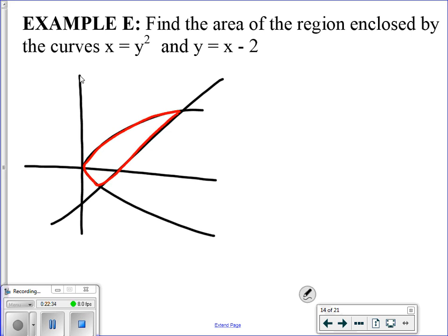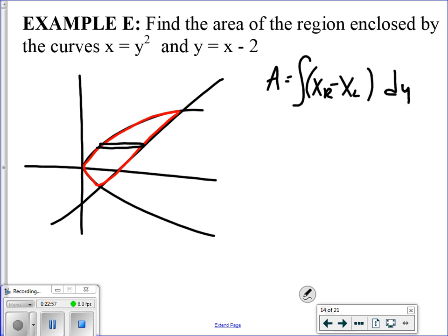Okay, so we're going to use horizontal strips because there's a point of intersection on the bottom. And if we tried to use vertical strips, y bottom would change from one graph to another. That's why using horizontal strips is the best way. That way you only use one integral. So area will be the integral of x right minus x left. Width of any horizontal strip is going to be dy.